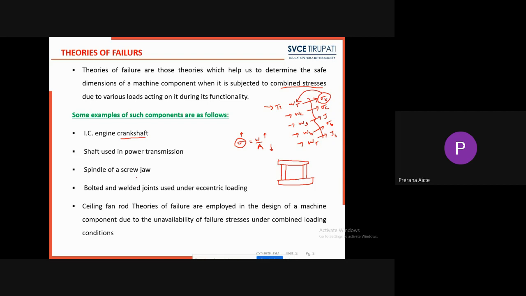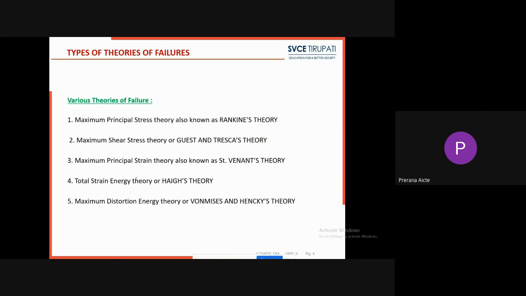For the GATE examination, when you are talking about theories of failures, they will generally ask a problem. In our theories of failures, generally it can be classified into 5 types. Before that, I think all of you know what a two-dimensional system and a three-dimensional system are. Anyone in the class? What is 2D and 3D?